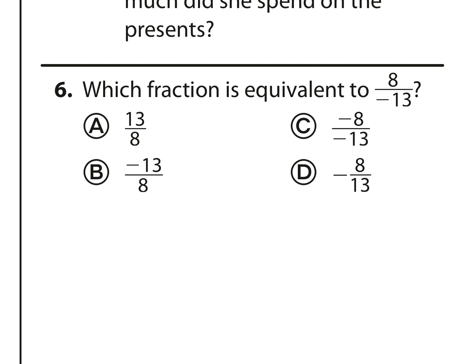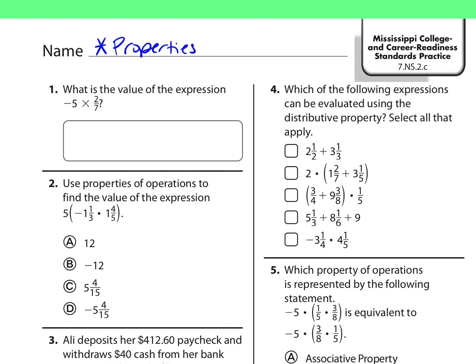Number 6, which fraction is equivalent to 8 over negative 13? So notice that we have one negative sign, so it's positive divided by a negative, which is a negative. Choices A and B, the numerator and denominator are flipped, so those definitely do not work. Even ignoring signs, it wouldn't matter because those do not work. Choice C, we have a negative divided by a negative, which is a positive. So that one doesn't work. And then choice D, we have a negative, and that is the only one that is equivalent.